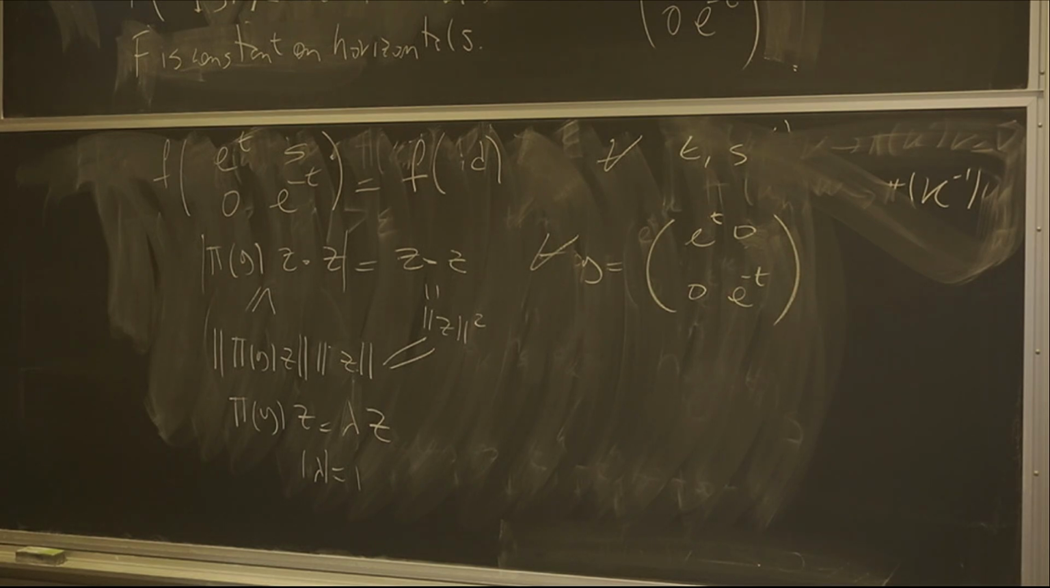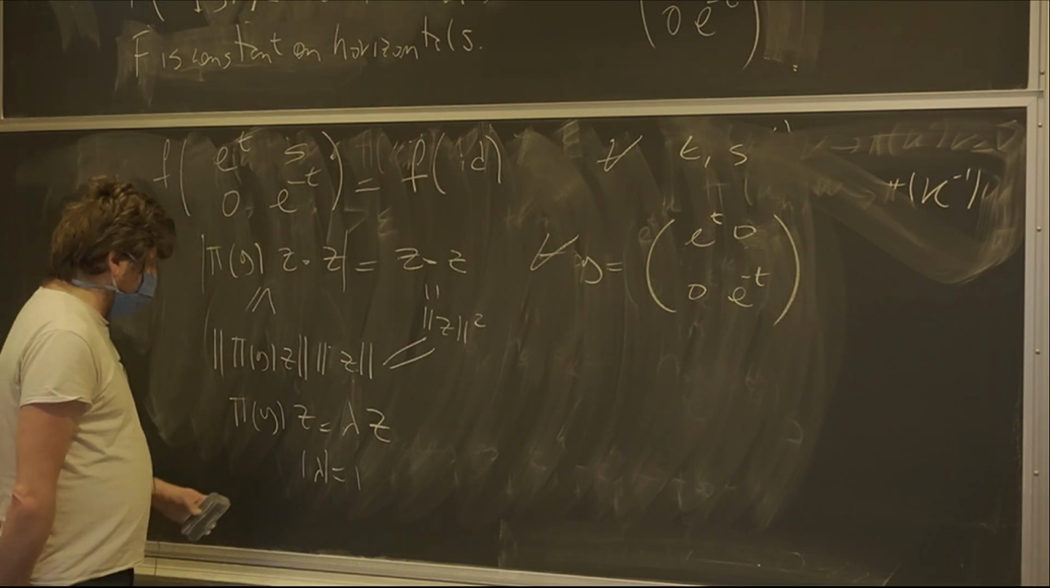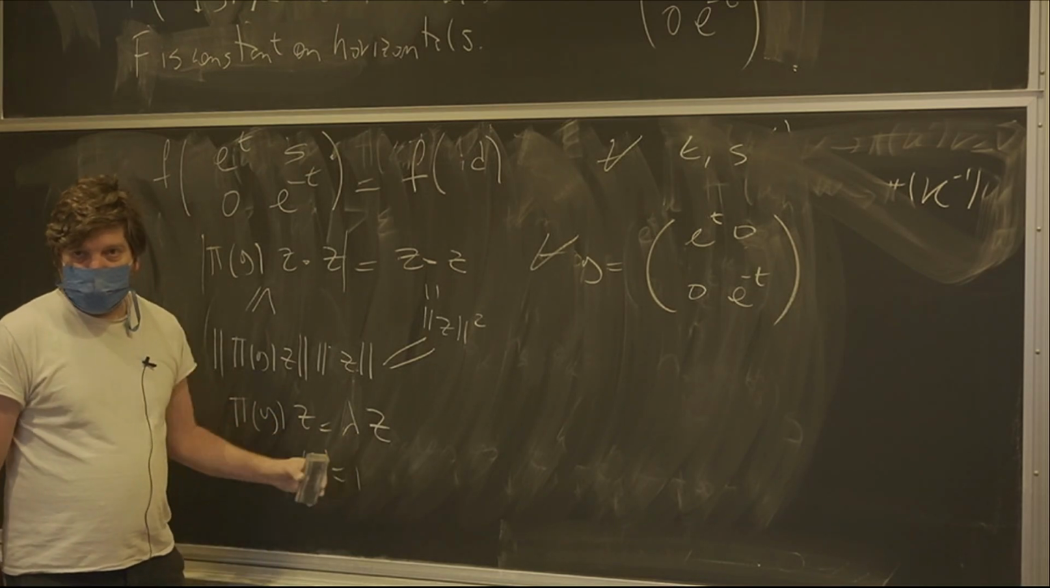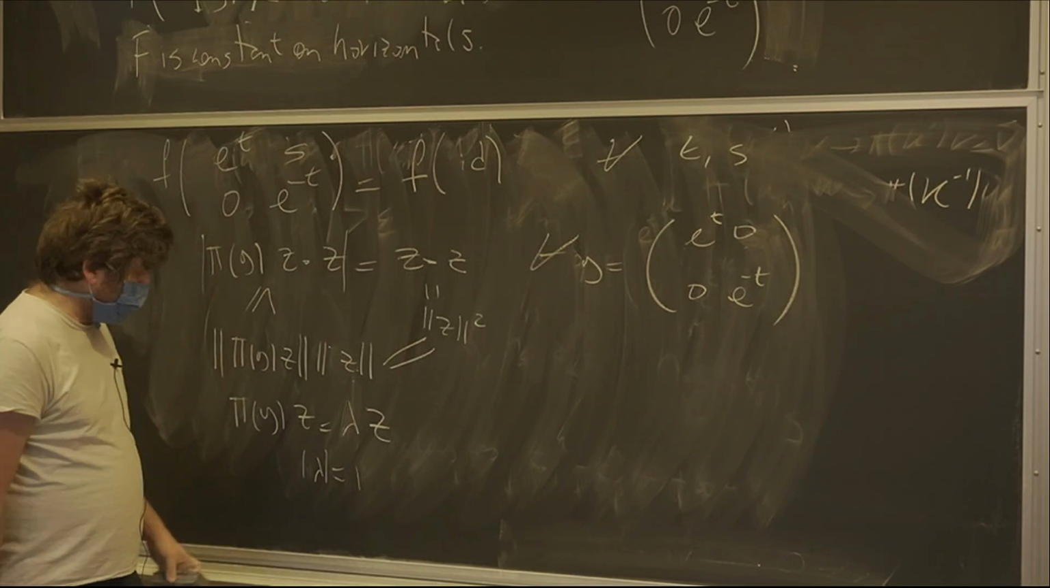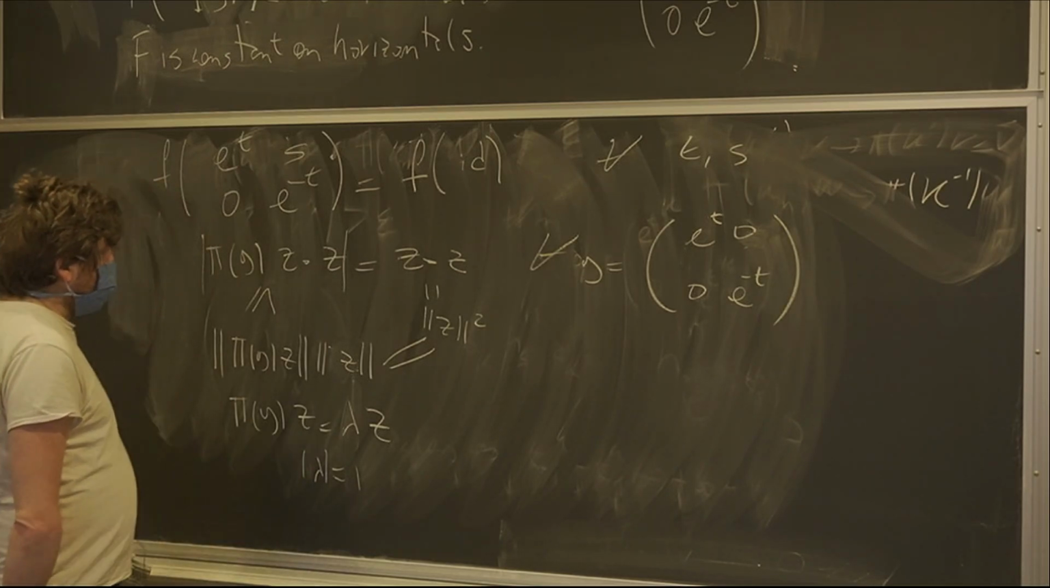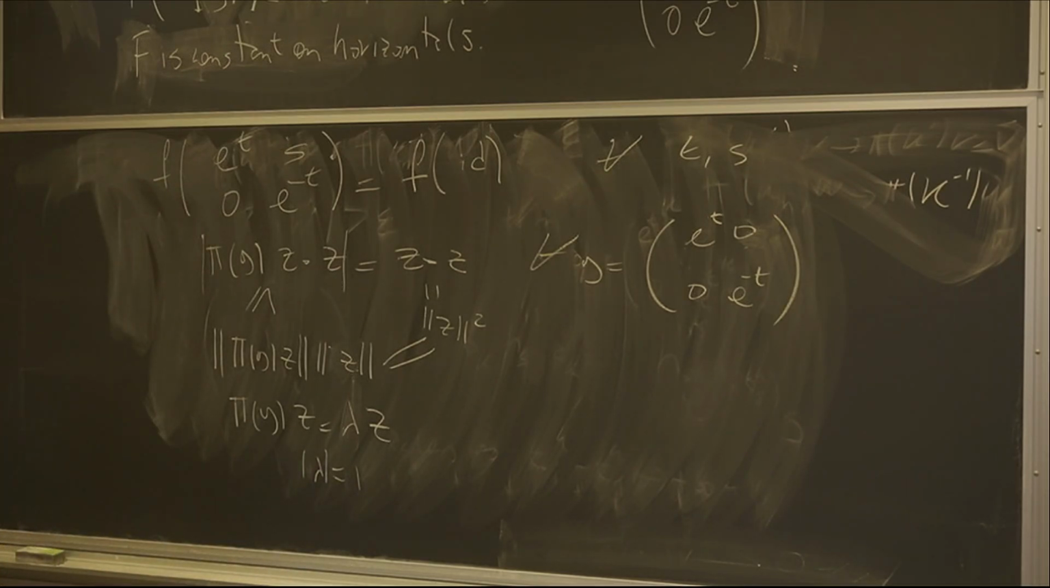If things were real, it's very easy, you see? Because if everything was real, then lambda is either 1 or minus 1, and you cannot do minus 1 by continuity, because you cannot jump from 1 to minus 1. But here it is complex valued, so how do I get rid of the complex number?